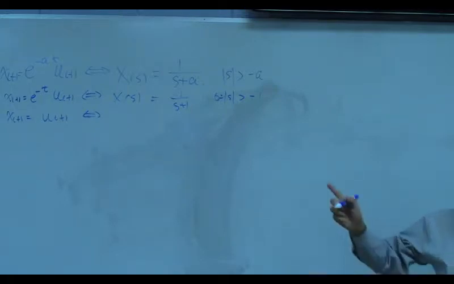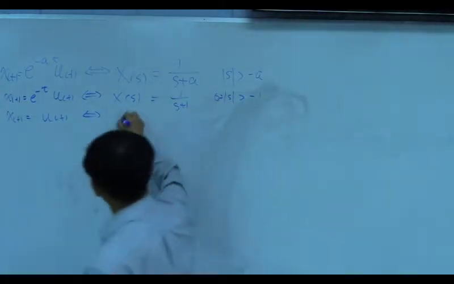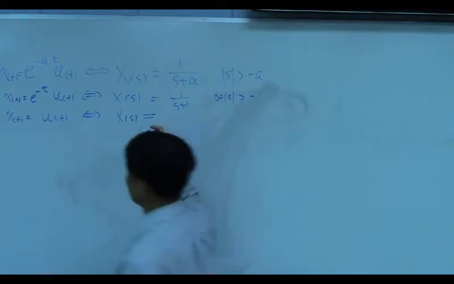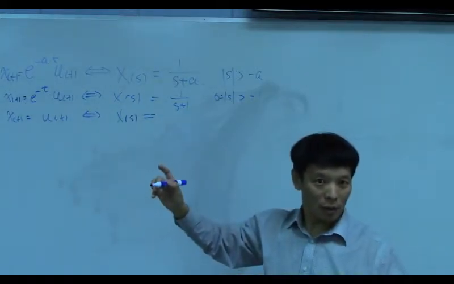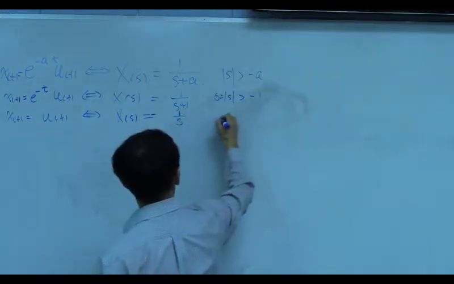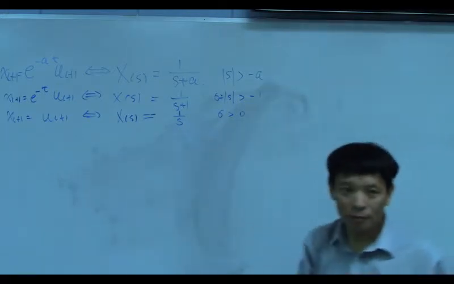What is a here? 0. So that one equals, you mentioned a equals 0, 1 over s. Right? And sigma is greater than 0. Right? Questions on this? It's good, right?